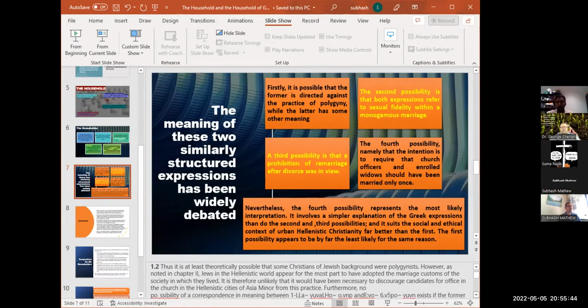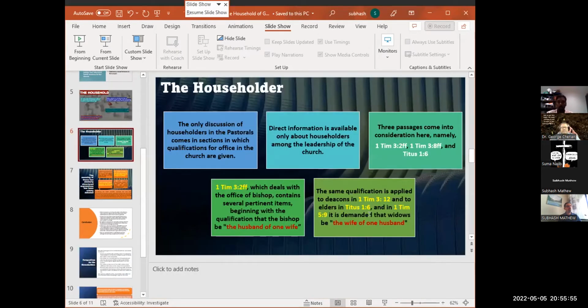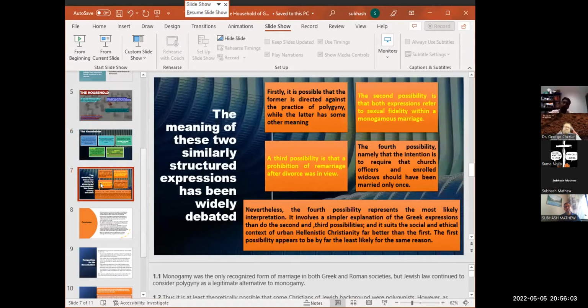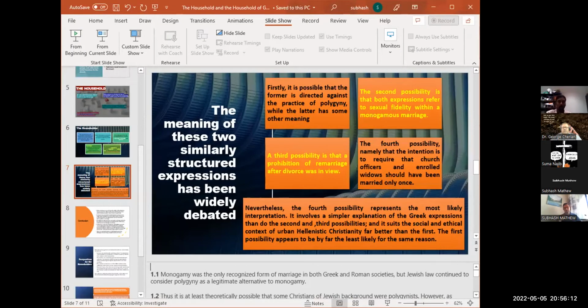So you have not mentioned the meaning of these two similarly structured expressions. Which are the two expressions? These two, basically: the husband of one wife, the wife of one husband. Why is Paul stressing this? We can see it repeatedly coming everywhere. The reason is that there is monogamy in the current culture where the churches are, in the Greek and Greco-Roman culture, right? But there are Jews, and there could be someone who still believes in polygamy.